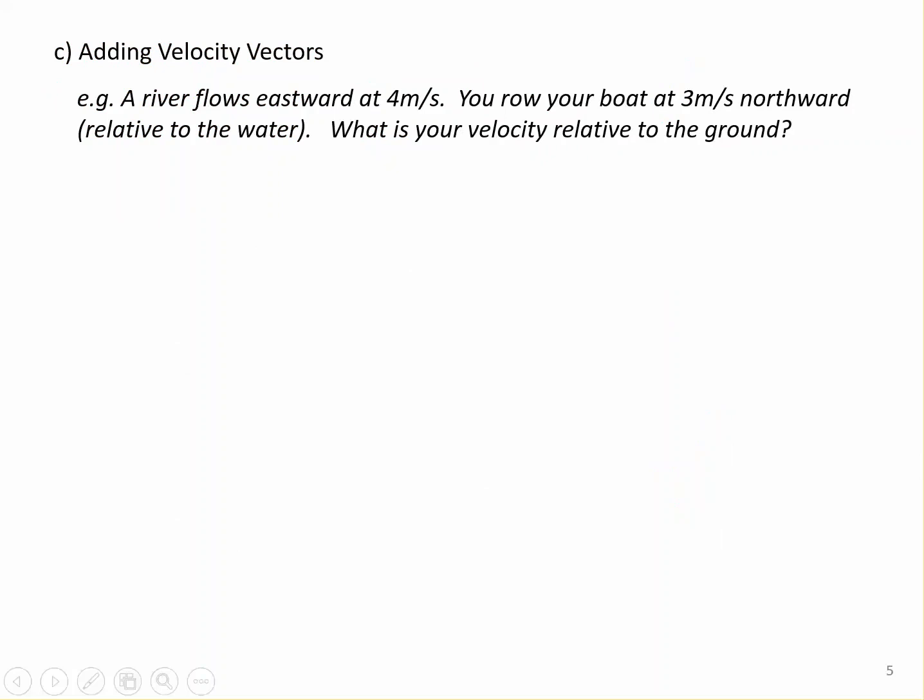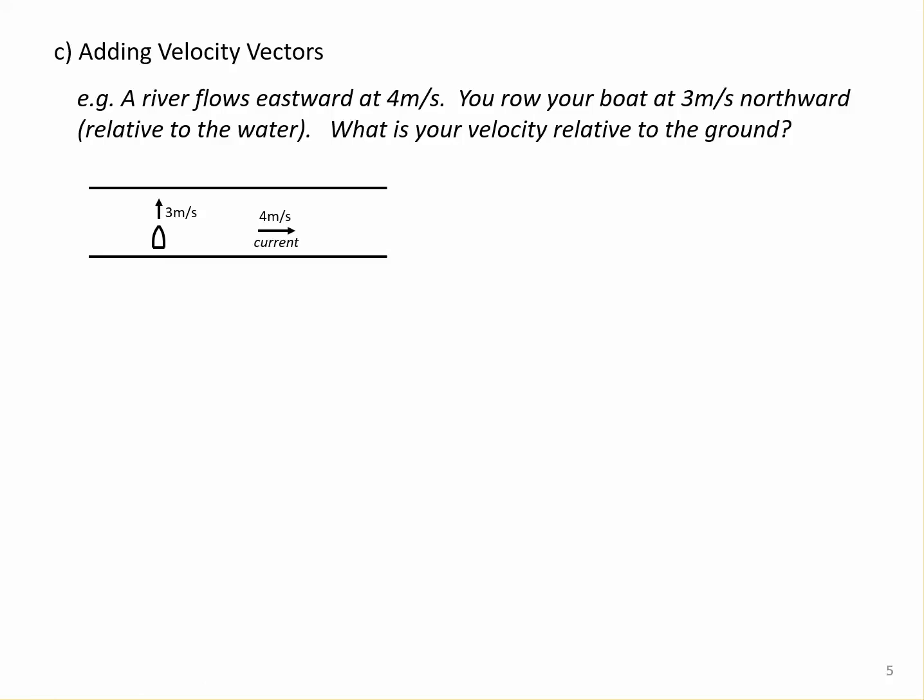Another example, we can add velocity vectors together. So let me illustrate using a particular example. Suppose you're looking at a river and the river flows east at 4 meters a second. Okay? So here's the river and there's a current in the river flowing to the right at 4 meters a second. And you have a little rowboat, there you are, and you're able to row at a speed of 3 meters per second relative to the water. So you aim your boat directly across like this, in other words, in the north direction, and you start rowing.